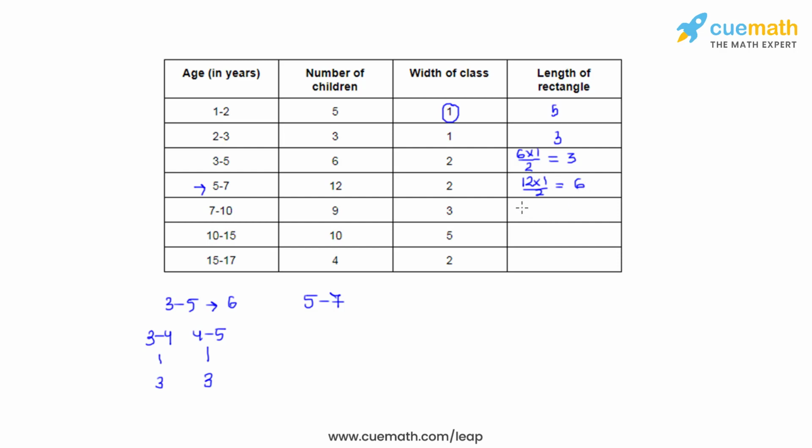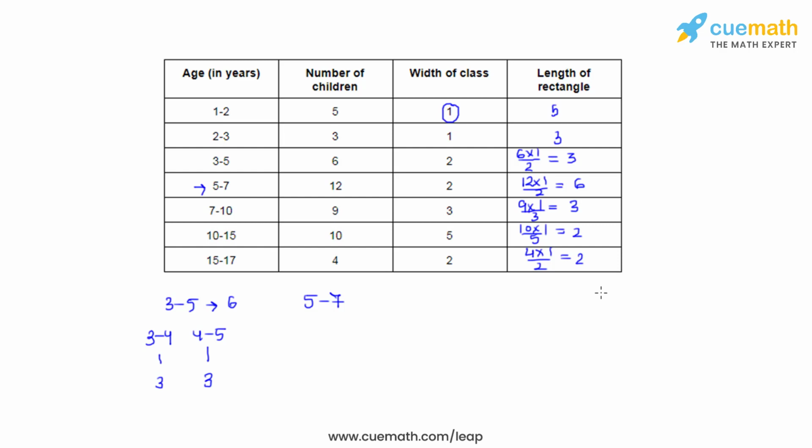Coming to the next one, we write it as 9 times 1 divided by 3, that gives us 3, the adjusted frequency. The next one is 10 times 1 divided by 5, which gives us the adjusted frequency 2. And finally the last one, we write it as 4 times 1 divided by 2, and we get the adjusted frequency 2. So with these new frequencies, we will construct a histogram and we will get a graph, and then we can understand the whole data that was given to us.